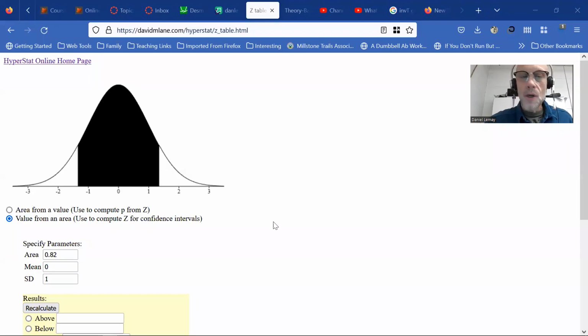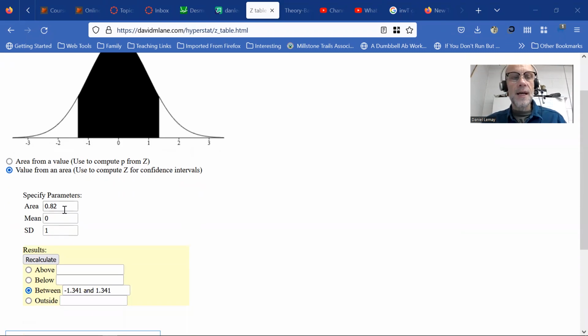acting weird. So now, if I'm looking for a critical value of Z, we want to use a Z-score calculator, and David Lane works slick. So what we want to do is use the value from an area because we know the confidence level. We're just trying to find the Z-score that does it. So in here, you want to do value from an area because the area is a probability. We're going to do 0.82 for an 82% confidence interval, and mean 0, standard deviation 1 because we're on the standard normal curve.